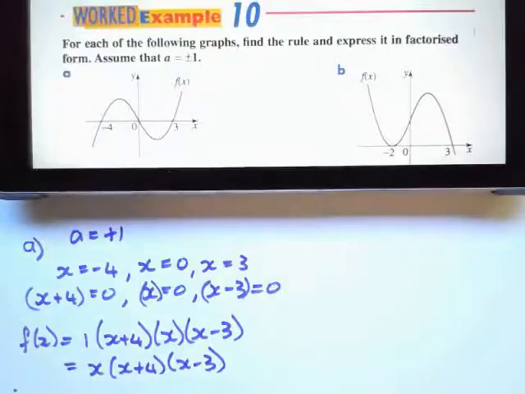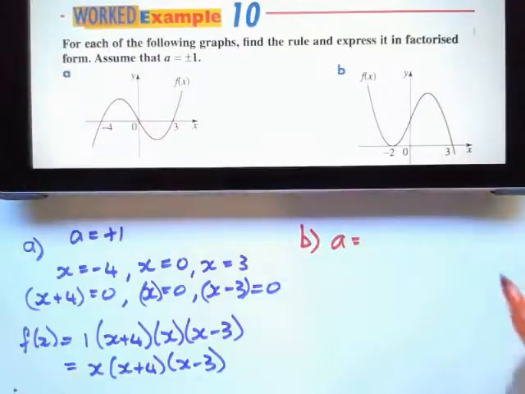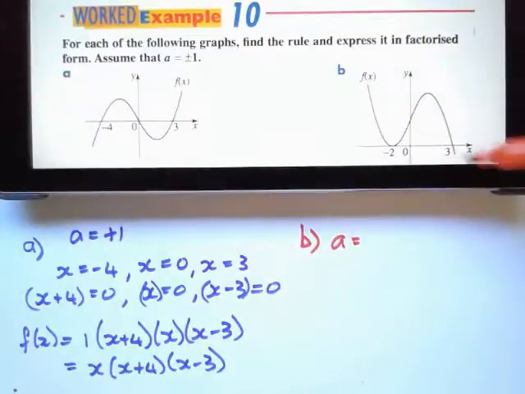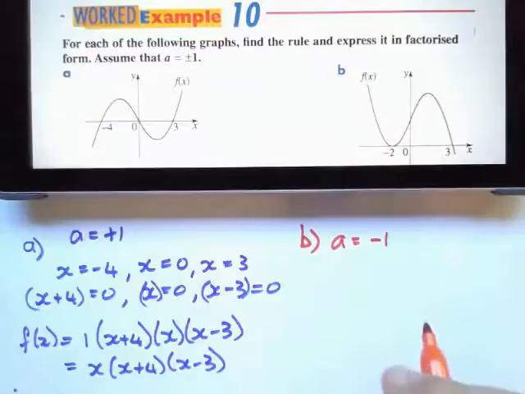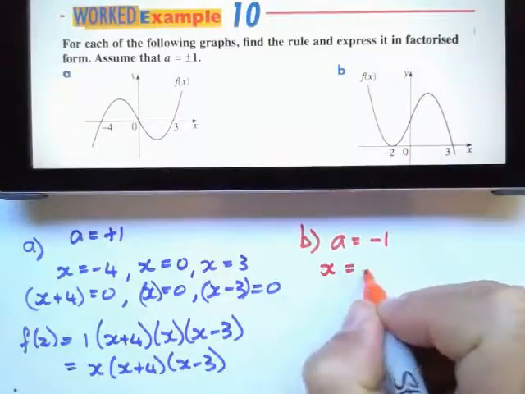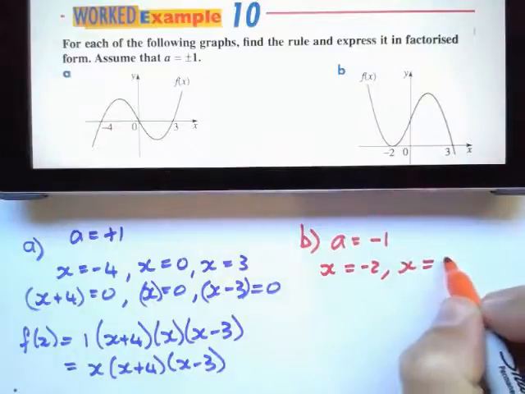Let's look at B. B comes down to the same thing. To find out what the value of a is, I see where my graph finishes. So I'm going to start there, and it's finishing down here where y is negative. So it's going to end up in a negative y, so a equals negative 1. I'm going to find out where my x-intercepts are. So x-intercepts: x equals negative 2, and x equals 3.